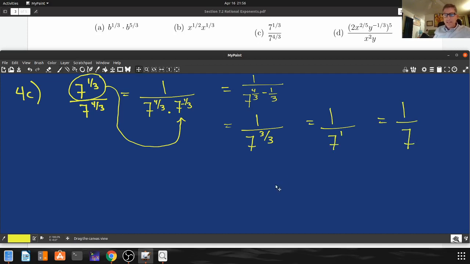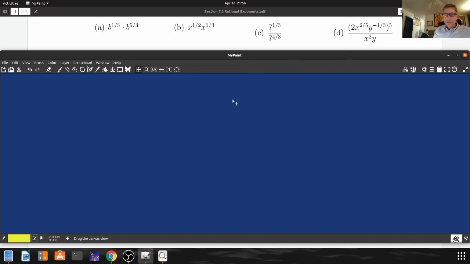And finally, let's do number D. It looks more hideous than it really is. But it does involve adding some fractions and subtracting some fractions. So let's just tackle it. This is 4D.